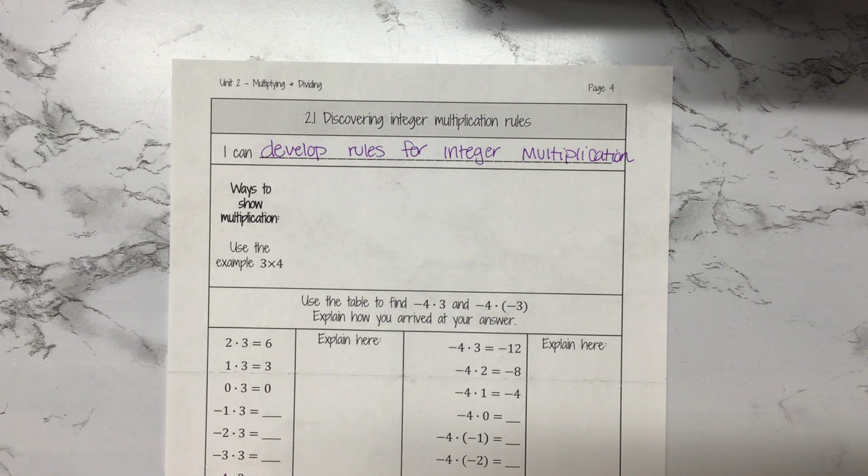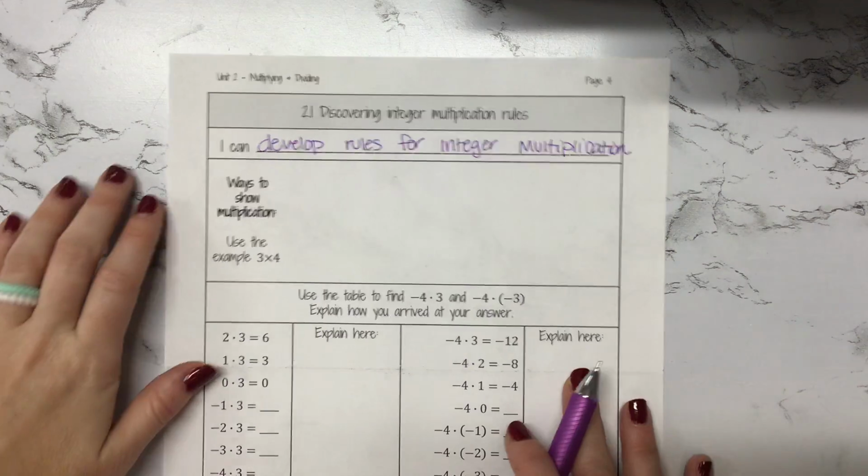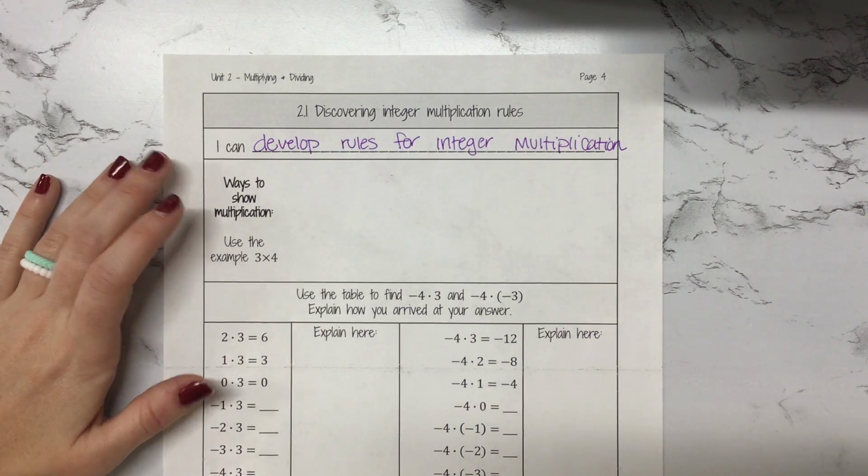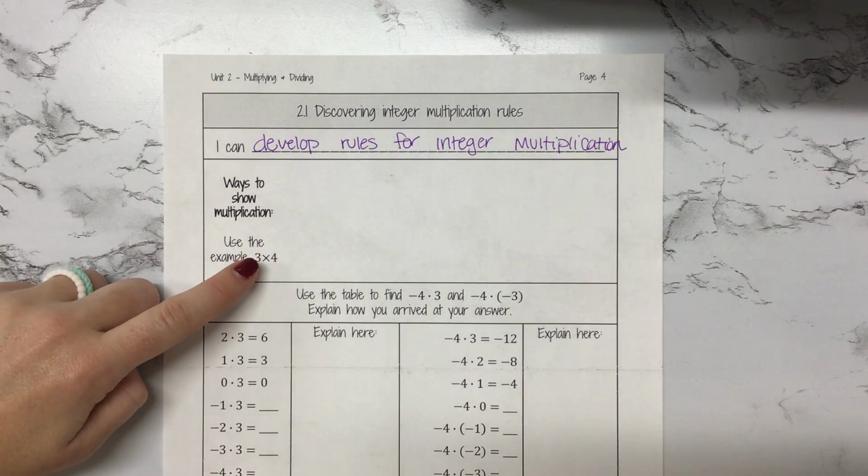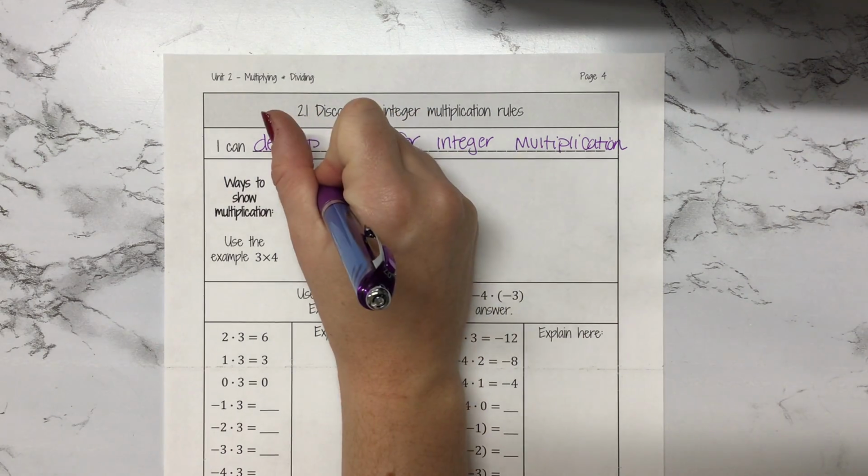Okay, so we did adding, we did subtracting. Now we're moving into multiplication and division. Okay, so ways to show multiplication. We're going to use the example 3 times 4, 3 dot 4, 3 with parentheses 4.